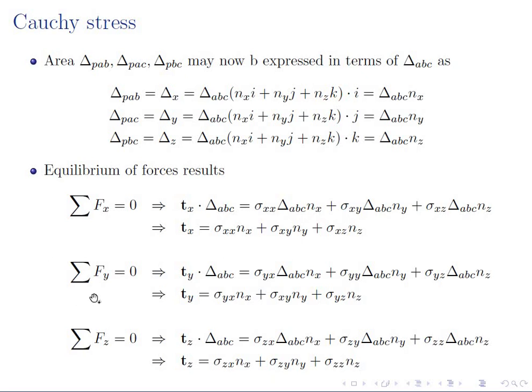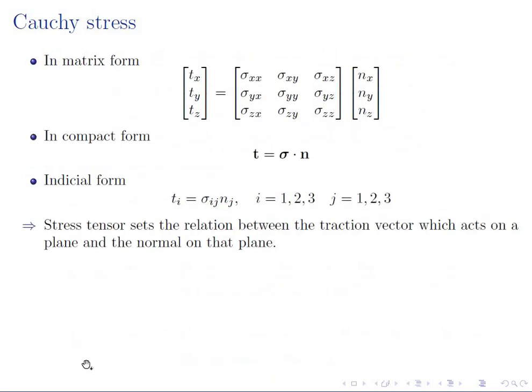Similarly, I can apply the equilibrium in the y direction, and I can also apply the equilibrium of forces in the z direction. So now I will have three different equations, and I can also write them in matrix form. I can see here that this is a vector of the components of the traction vector T. These are the components of the normal vector N, and this is a kind of second order tensor which relates these two vectors. You remember that we defined second order tensors which operate on two vectors. Okay? So this second order tensor is relating the normal vector to the traction vector.